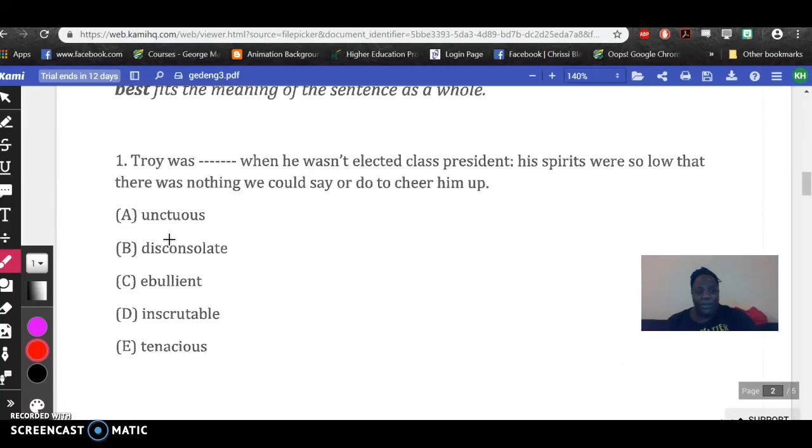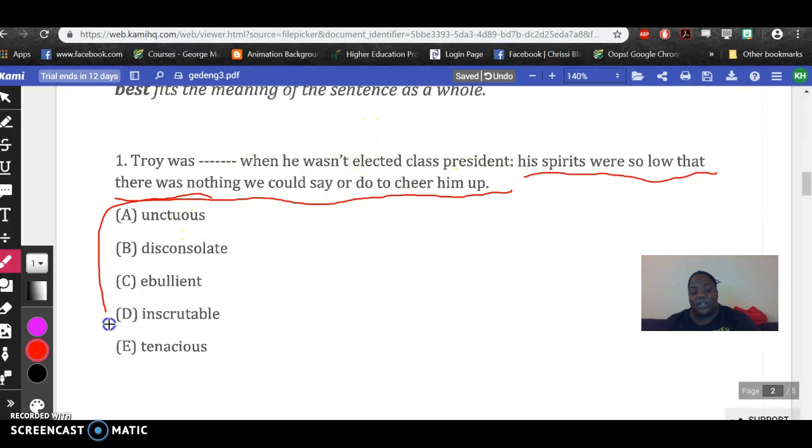First, what are you picturing? I'm picturing Troy, who's not very happy, as you can tell, because it says his spirits were so low that there was nothing we could say or do to cheer him up, right? So one of these words, let's say I don't know what any of these words mean, right? But because of context clues, we know that it's not going to be a word that means happiness, because we can tell from the sentence that Troy is not very happy about not winning class president. So which one of these words would be it?